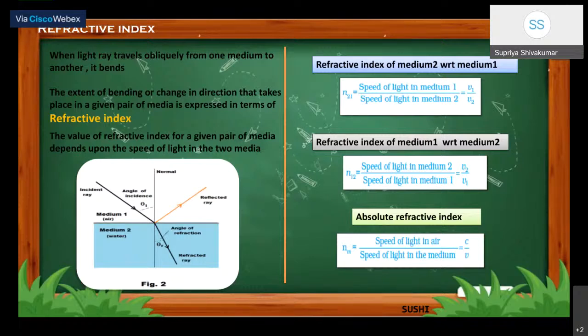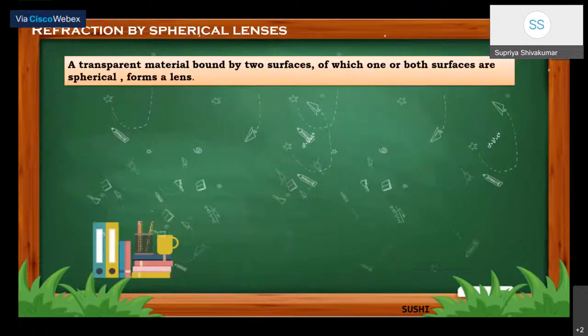Next we should go for what is called refraction by spherical lenses. So when we come to spherical lens, the basic thing we first need to understand is, what is a lens? You all know what is a lens. So what is a lens? It is a transparent material bound by two surfaces, of which one or both surfaces are spherical, forms a lens.